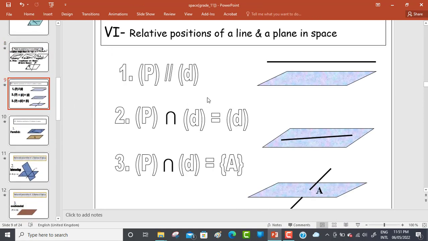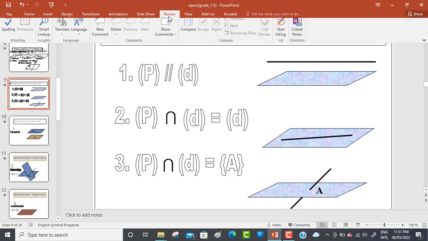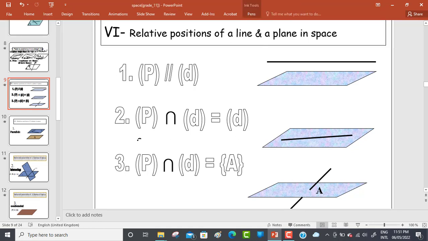Another thing, relative position of a line and a plane. A line D can be parallel to a plane P, included in the plane P, which means the line D is included in the plane, or intersecting. A line D can cut a plane. This is dotted because you can say it cuts in a point A. Okay.